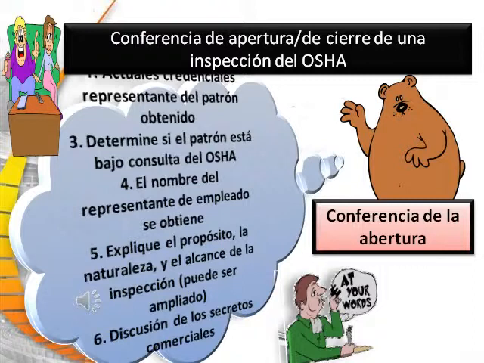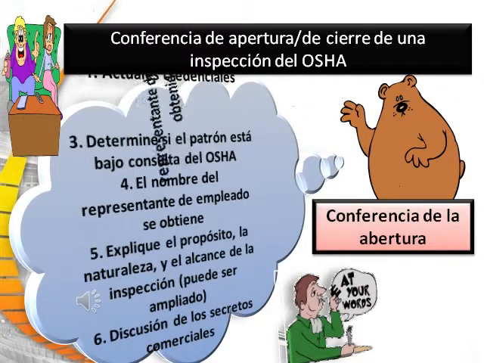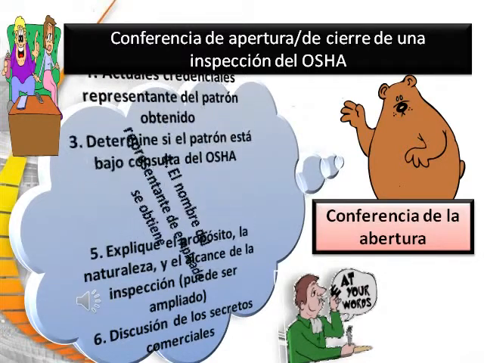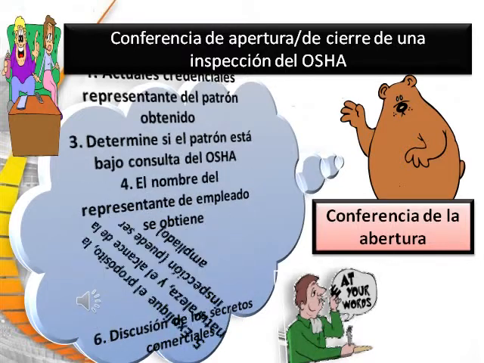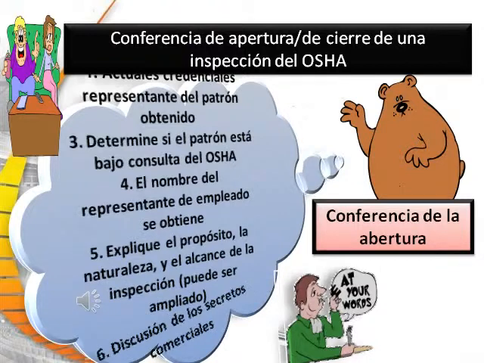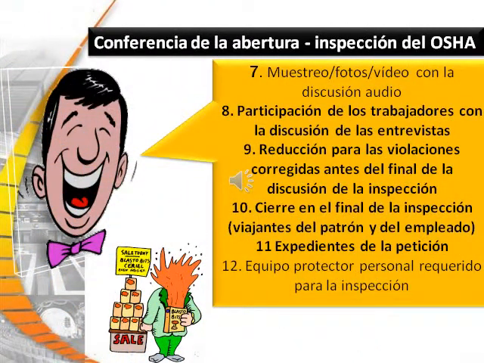The OSHA rep will also explain the purpose, nature, and scope of the inspection, which may be expanded, and any trade secrets which the place of work may have will be discussed. The OSHA compliance officer will do a sampling of photos and video with an audio discussion with the employer. Employee participation will be discussed through interviews.